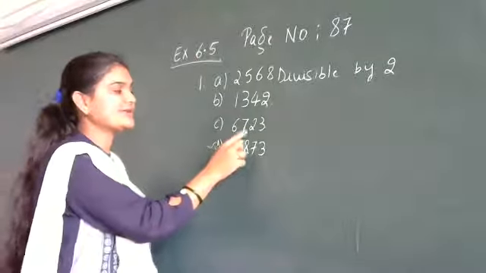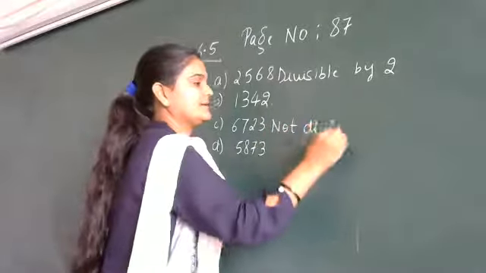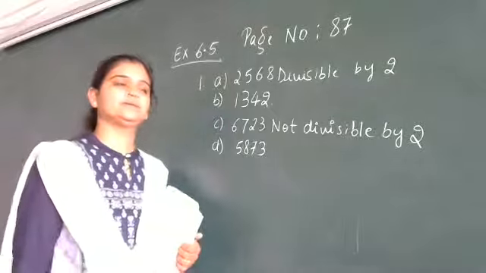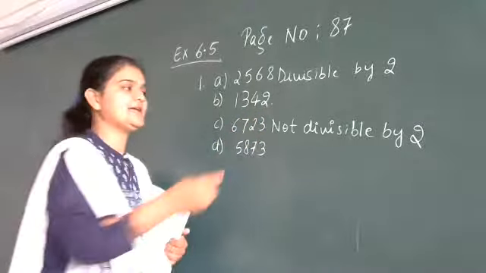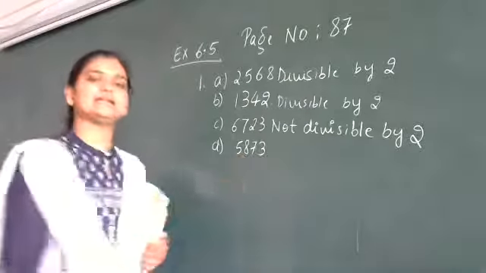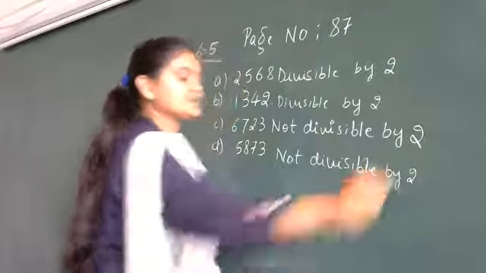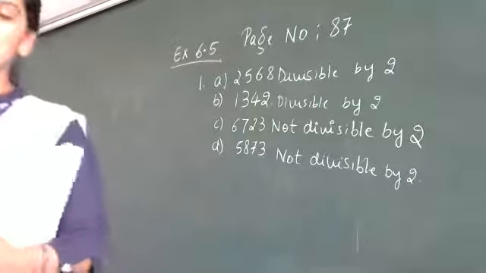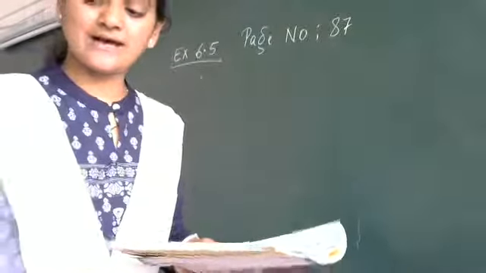Next one, please tell me this. 6723. It is not divisible by 2. What about 1342? It is divisible or not divisible by 2? It is not divisible. Children, you will have to write it in complete sentence. Divisible by 2, not divisible by 2. You will have to mention it in proper sentence. So next one, second question. Here I will just put a tick mark and cross mark.